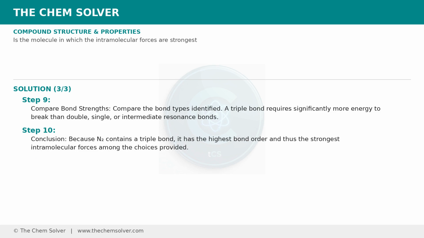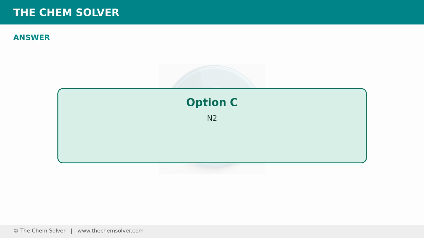Compare bond strengths. Compare the bond types identified. A triple bond requires significantly more energy to break than double, single, or intermediate resonance bonds. Conclusion: because N2 contains a triple bond, it has the highest bond order and thus the strongest intramolecular forces among the choices provided. The correct answer is option C, N2.